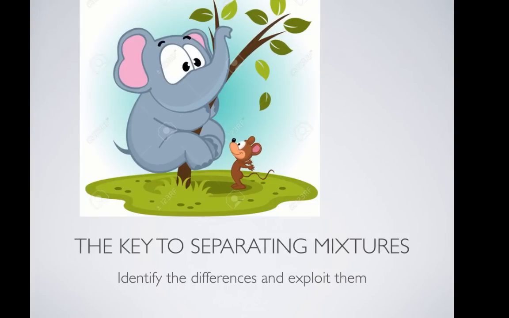The key to separating mixtures is to be able to identify a difference and then exploit that particular difference. We can certainly realize the difference between this elephant and the little mouse, because if they are both outside of a house and the mouse wants to get away from the elephant, the mouse can easily go into the house through any little crevice, but the elephant cannot. So you will have effectively separated them.